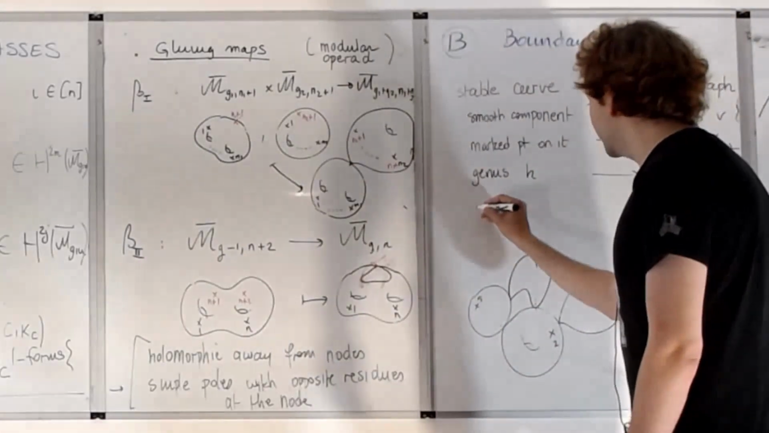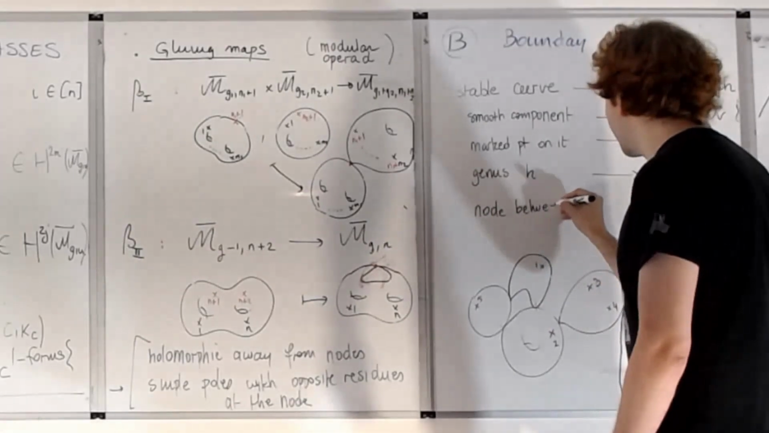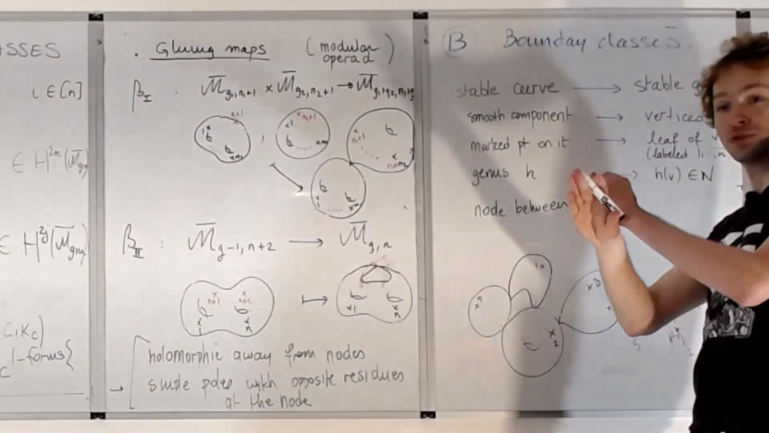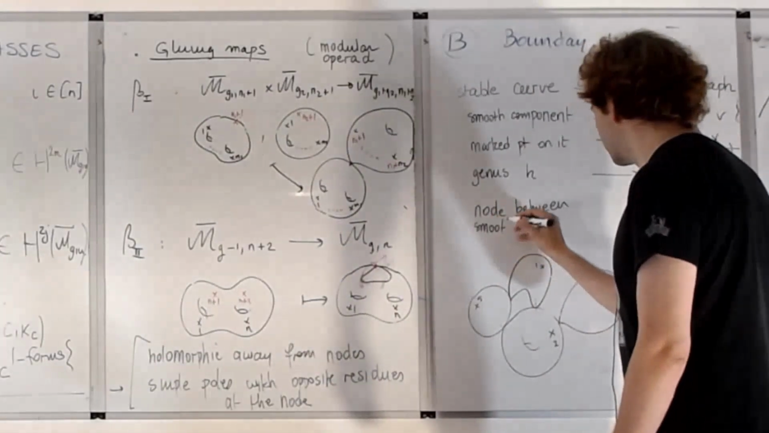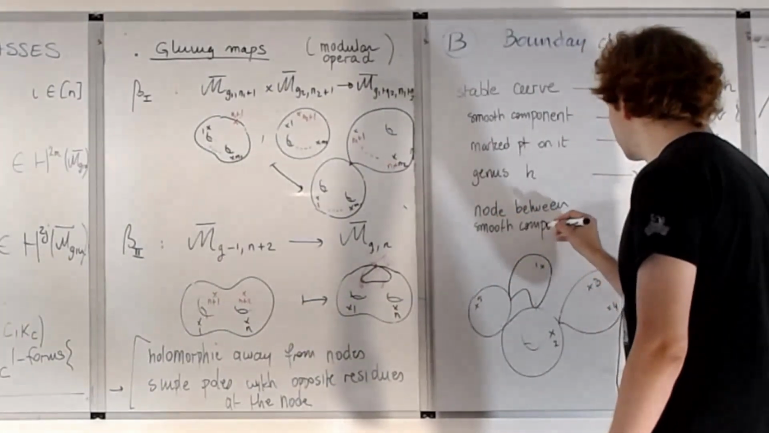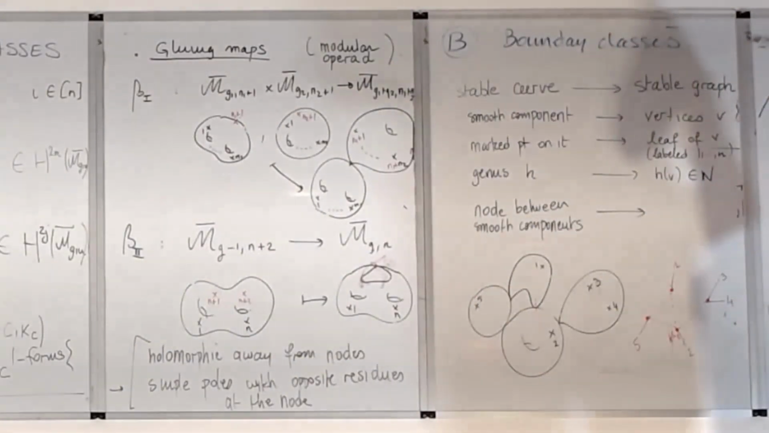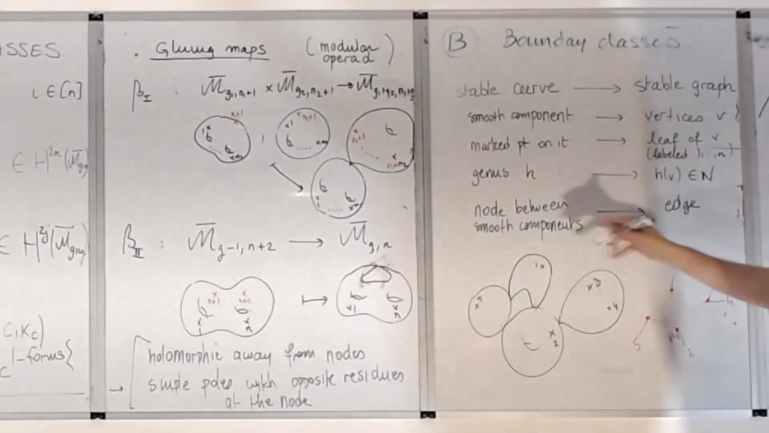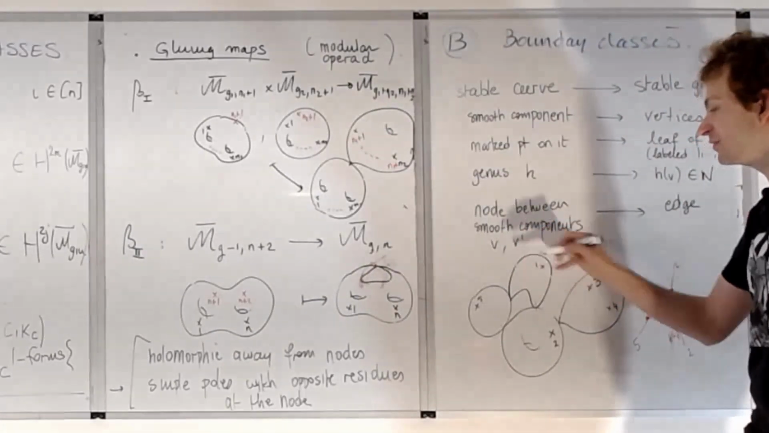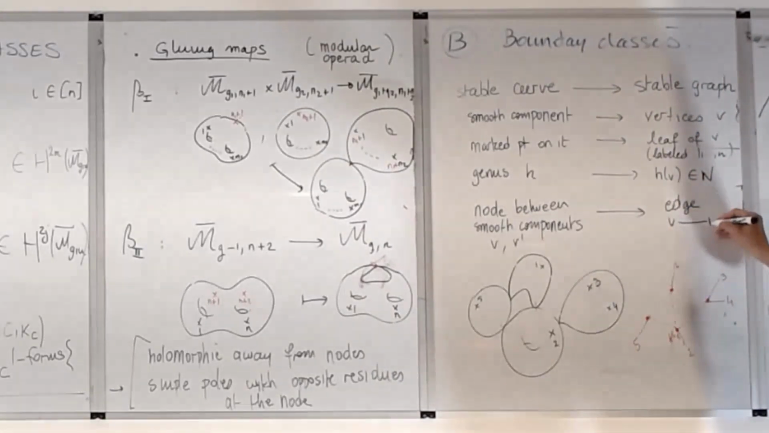And then whenever I see a node, a node can only be shared by 2 smooth components. That is going to go to an edge. So the smooth components are represented by vertices v and v prime, which may be the same. That forms an edge between v and v prime.